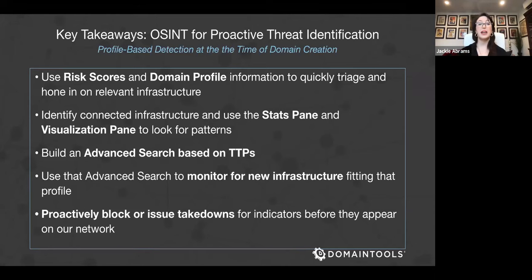Build that advanced search pane based on the TTPs that you find, based on the MO indicators, and use that to monitor for new infrastructure fitting that profile, using either create data as a filter or by tagging and searching to exclude things you've previously tagged so you only see what's new. And then proactively block or issue takedowns for any of these indicators that you see out in the wild before they appear on your network. And that is just a quick summary of how you can look outside your network with OSINT to help protect it. Thank you very much.